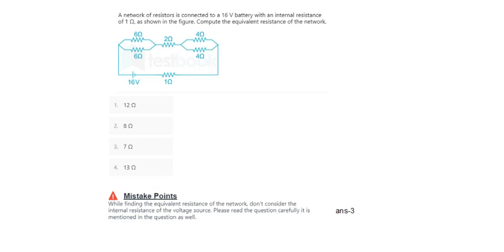So here this one is the internal resistance. When calculating equivalent resistance, don't consider this internal resistor of the 16-volt battery. These are connected in parallel, then plus 2. The answer to question 3 is 7 ohm.